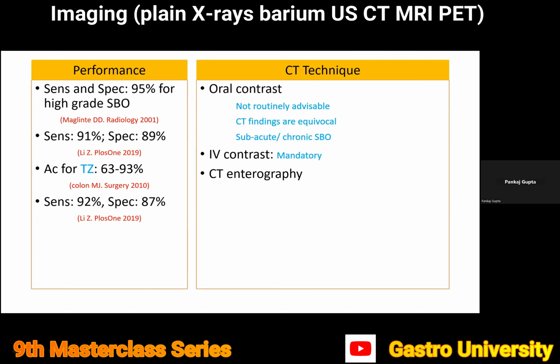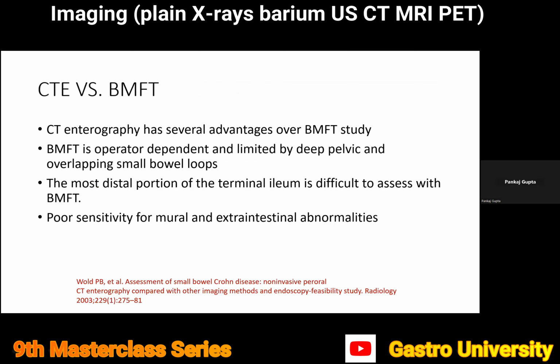IV contrast is always mandatory. In patients who present with acute obstruction, usually nothing is given orally, as we know that bowel is already dilated and fluid filled. I'll be talking about CT angiography, which is being increasingly utilized and is replacing barium follow-up in patients with abdominal TB. And we see that abdominal CT has a very high sensitivity and specificity for diagnosis of small bowel obstruction in general, and also in the setting of abdominal tuberculosis.